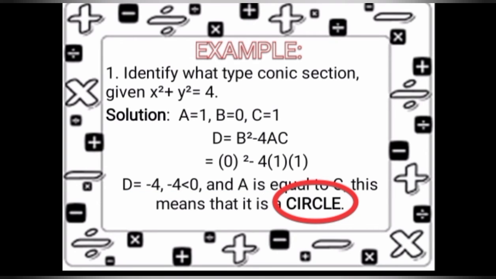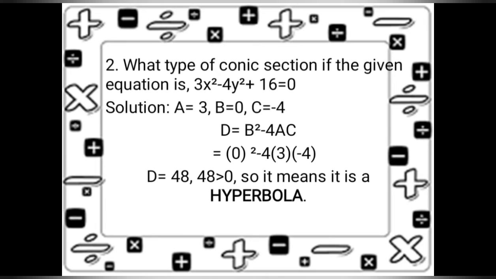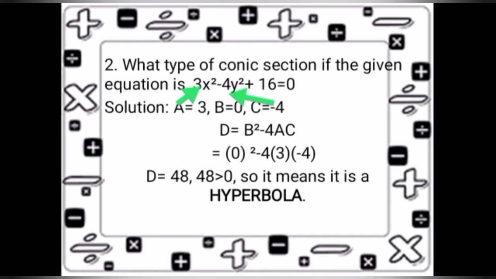For the second example, what type of conic section is given by the equation 3x squared minus 4y squared plus 16 is equal to 0? Again, we will be using the formula for the discriminant, d is equal to b squared minus 4ac. We have the value of a here, which is 3, and b, which is 0, since again there is no bxy in this equation, and c is equal to negative 4.